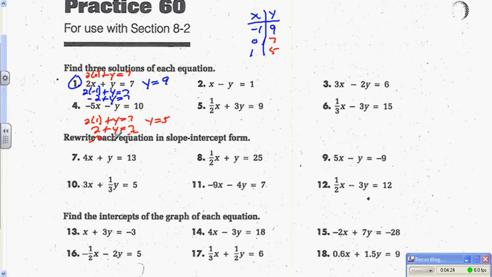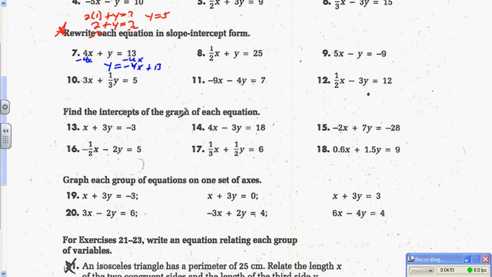Write the equation in slope-intercept form. We talked about this. If it's slope-intercept form, it means it is y equals. So in this case, we would subtract 4x from both sides and get y equals -4x plus 13. And that would be your answer in slope-intercept form.